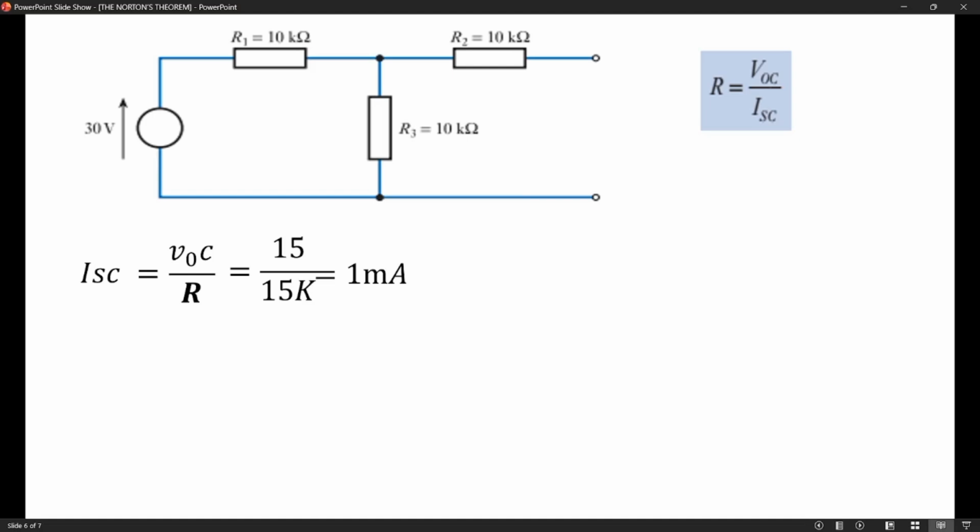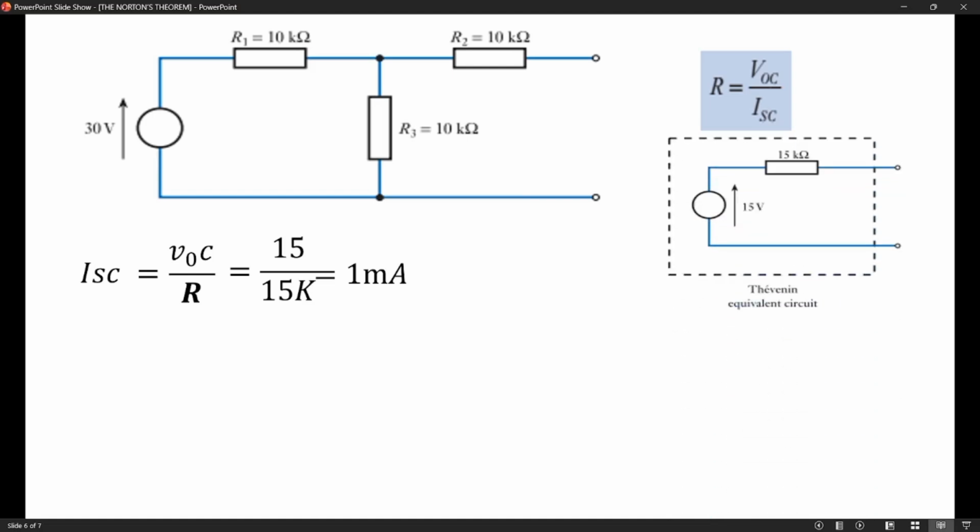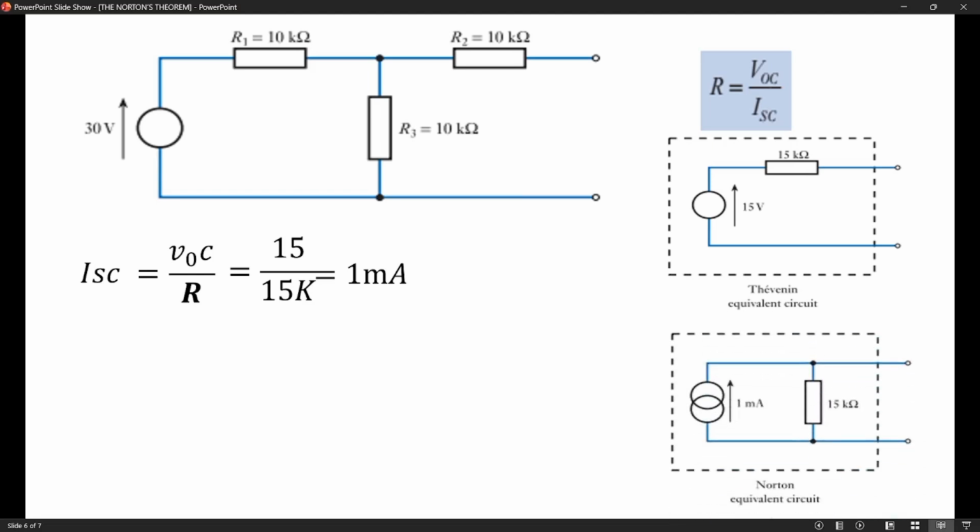Okay, so now we have to draw our Thevenin's equivalent circuit. Remember, in a Thevenin's equivalent circuit, the resistor is connected in series with the voltage source, the voltage of an open circuit. The voltage in the open circuit we got is 15 volts, and the resistor we got is 15 kilo ohms. So this is how we draw your Thevenin's equivalent circuit.